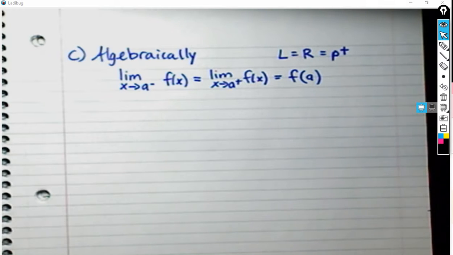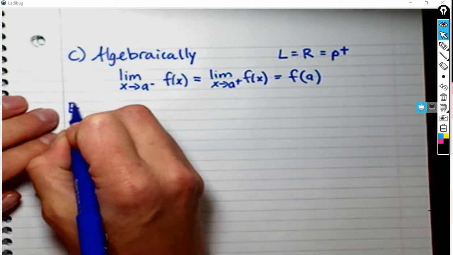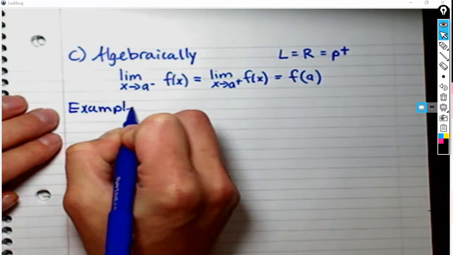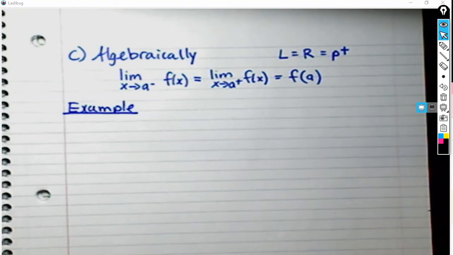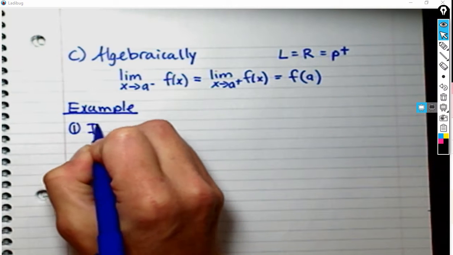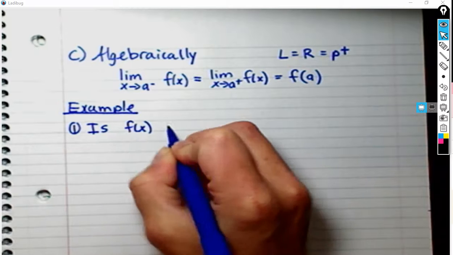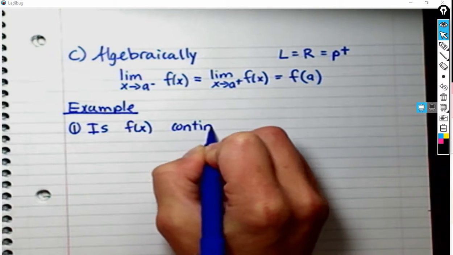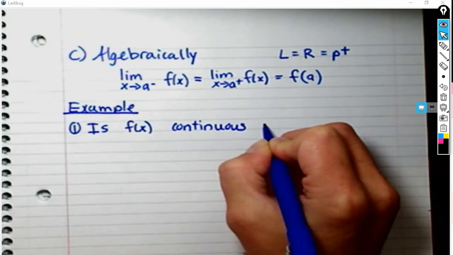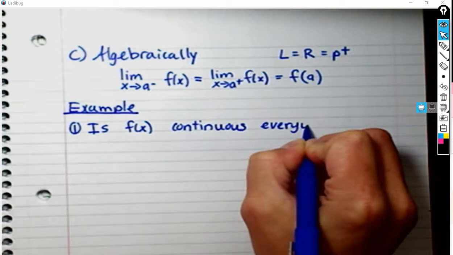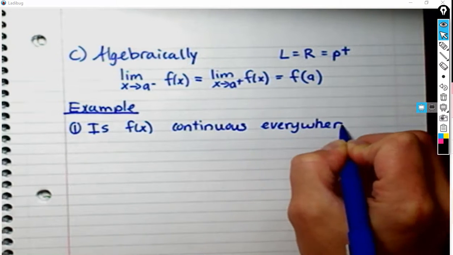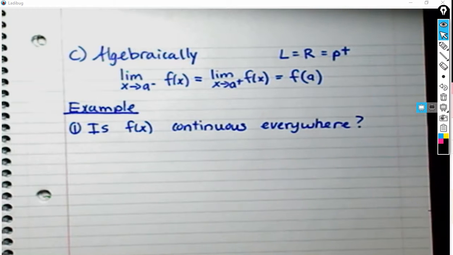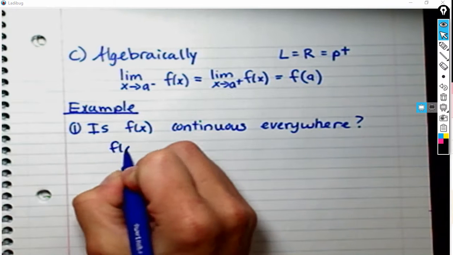Okay, here's our example. This time, no picture. We're going to do it by looking at those statements algebraically. Is f of x continuous everywhere? That's for all x's.